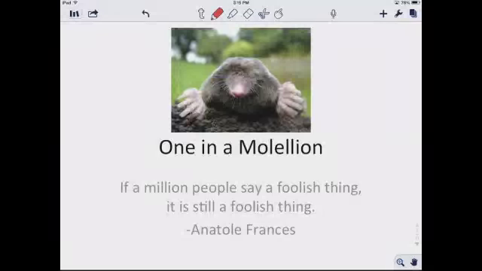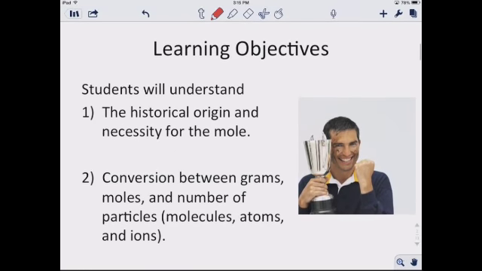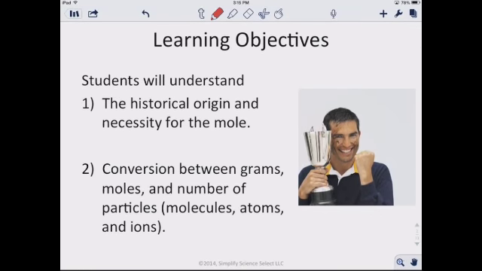All right, we're going to look at the last lecture in Unit 5, and it says 1 in a million. It says if a million people say a foolish thing, it is still a foolish thing. So when we're looking at this, our learning objectives for this lecture: the students will understand the historical origin and the necessity for the mole. And then we'll convert between grams, moles, and number of particles. That would be number of particles would be molecules, atoms, and ions. And this is what we're trying to learn in this lecture.